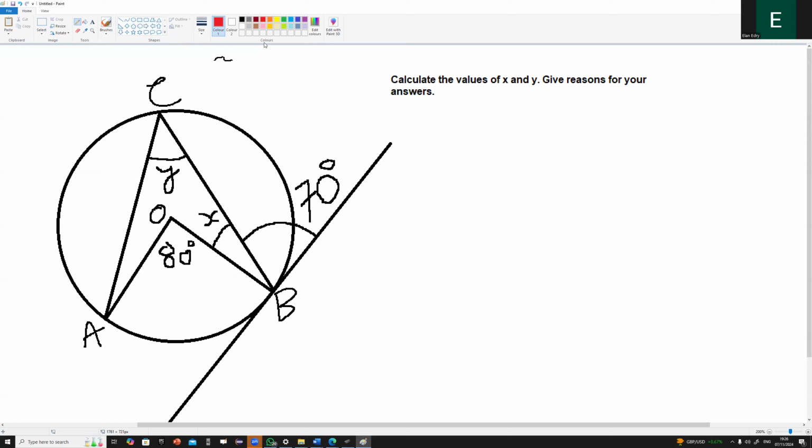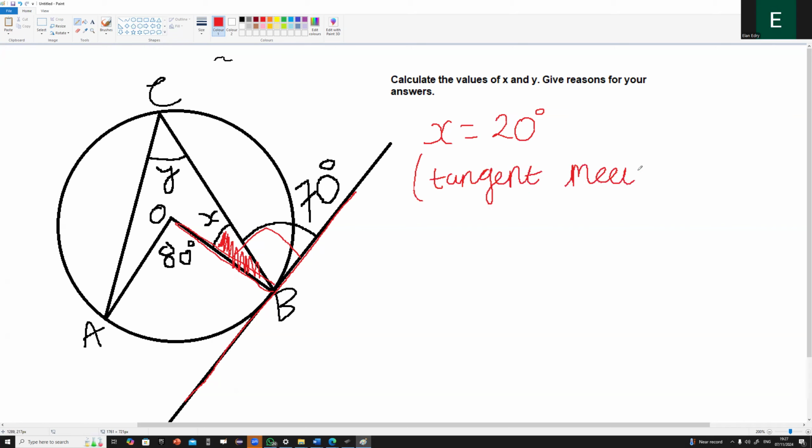Okay, so have we all had a go at the one on the board? I think that's most of us. For X, we can see that will be 20 degrees, because you've got this tangent and it meets the radius OB at 90. So we know part of the 90 is 70. The remaining part is the X, that's got to be 20. So my reason there is tangent meets radius at 90 degrees.